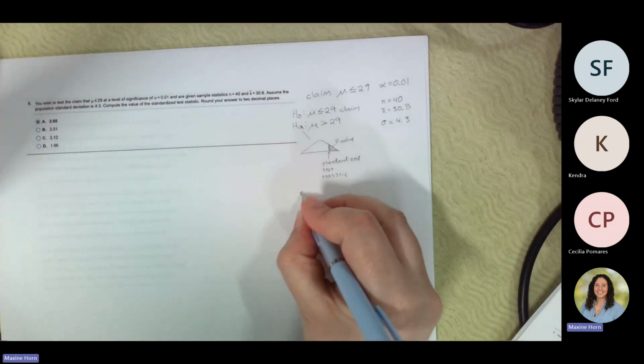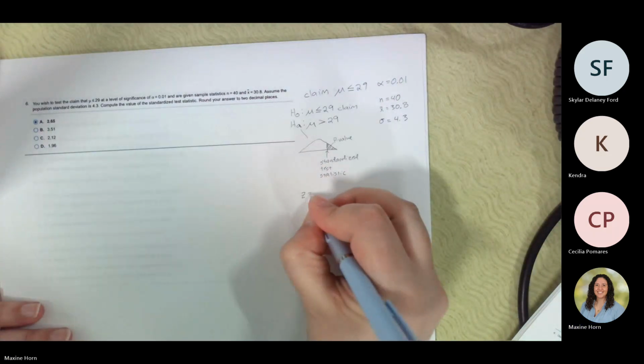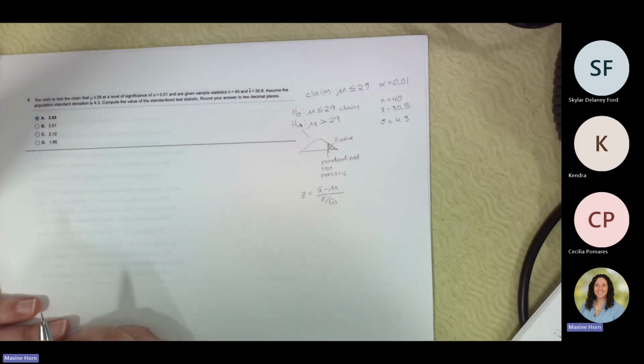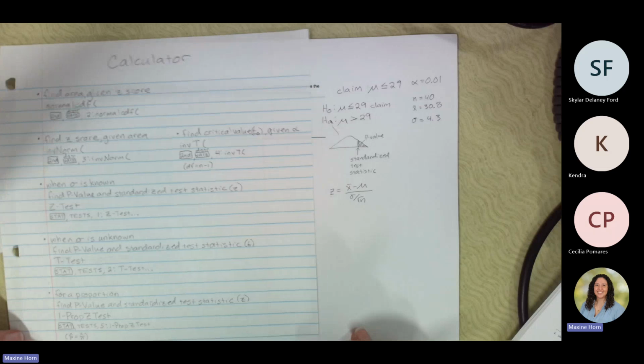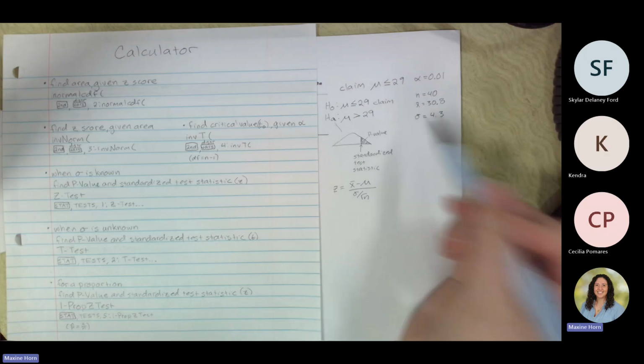So there's a couple of ways to find this. They might want you to use the formula. Probably not. I probably don't want you to use the formula, but it's good to know that the formula exists. What you can use instead is your calculator, right? We know our population standard deviation. We were given that.